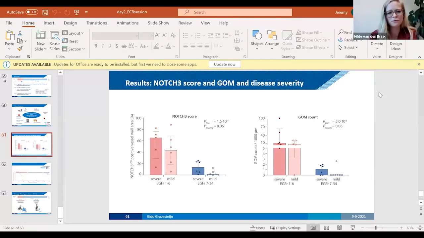Very cool. Also, thank you for so nicely showing us the asset and the benefits of doing the translational work. I see a question also coming in the chat. Hi, Guido, do you know if Notch3 aggregates are found in specific cell types?